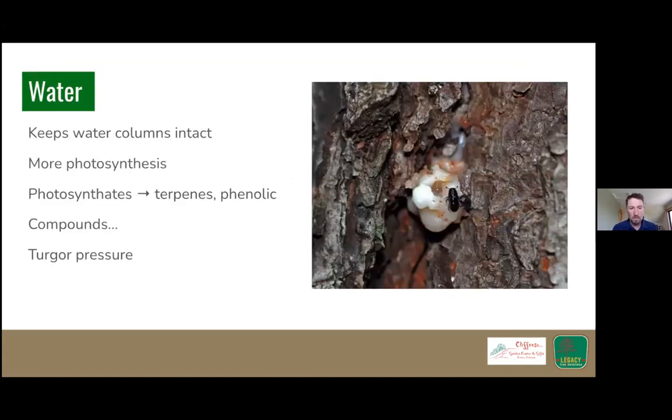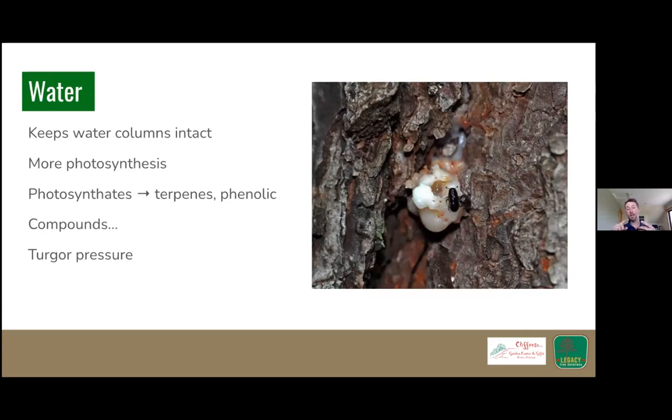Water. The biggest thing you can do for your trees is water them correctly and adequately. What you're doing when you're watering your tree is, as we talked about, getting water from the roots to the leaves, where the leaves use that water to produce photosynthates, or sugars. Those sugars can then be allocated to different parts of the tree and different causes. Your tree can allocate sugar to defense, to growth, or to reproduction.